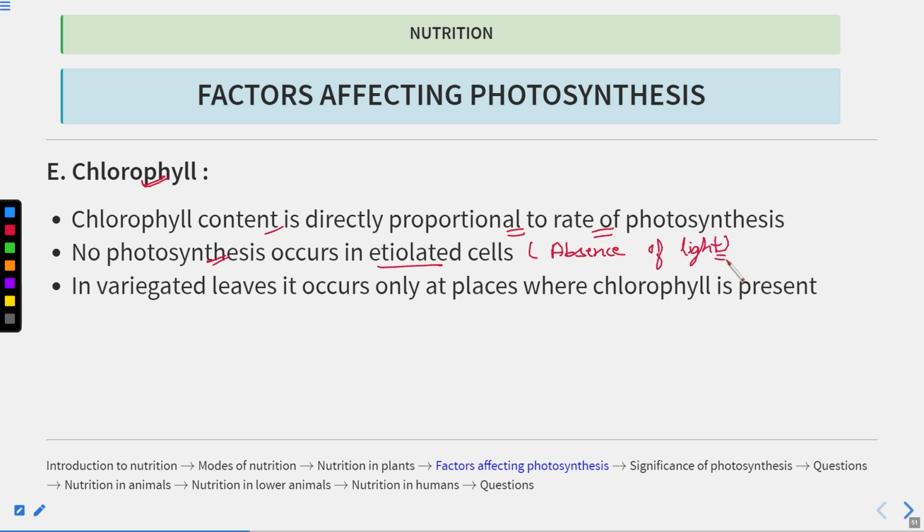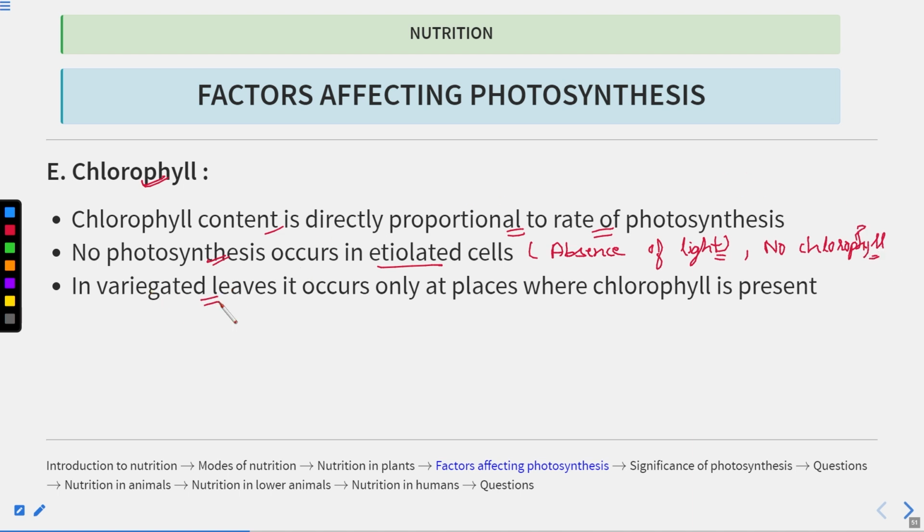So, when the cells or the plant is grown in the absence of light, what happens? There will be no chlorophyll there. No chlorophyll synthesis occurs, and the plant will be pale or white in color.